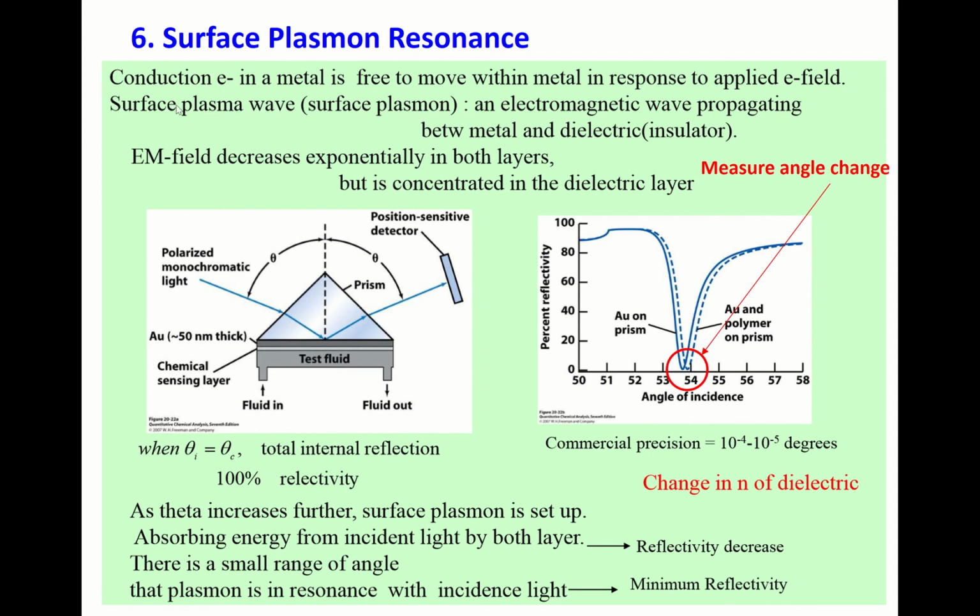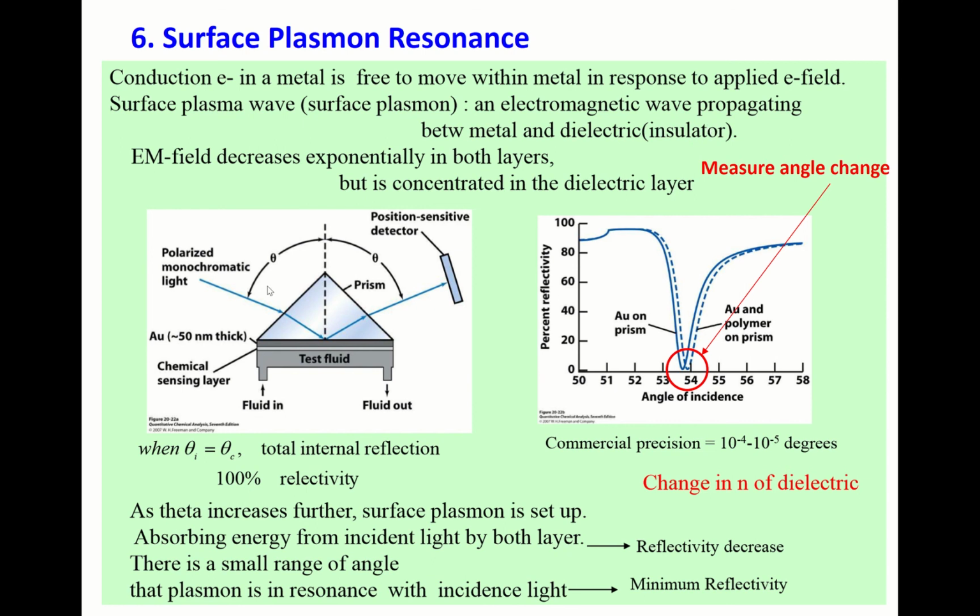Conduction electrons in a metal are free to move. That's the property of metal. Inside the metal there are a lot of free, moving electrons within the metal, in response to an applied electric field. Electrons are freely moving when electric fields are applied to the metal. A surface plasma wave is called a surface plasmon. This is an electromagnetic wave propagating between metal and dielectric insulator.